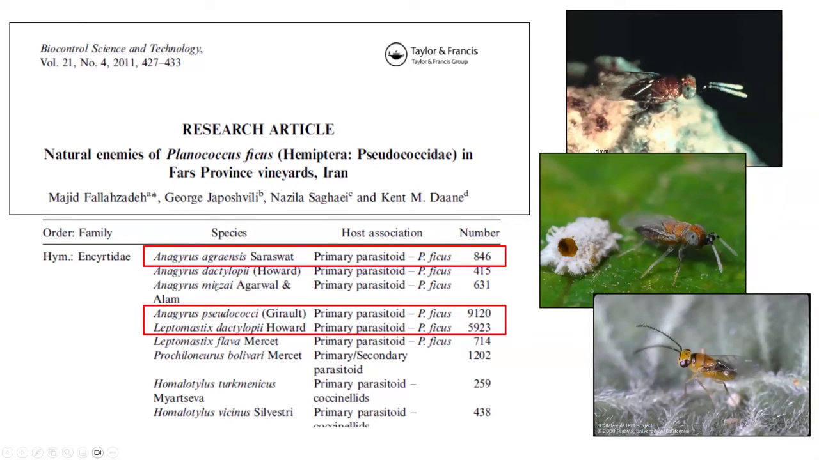And these Anagyrus agrariensis, dactylopi, and nizer, I'm messing up these names because I don't work with these, were also fairly common. So that's a goal for the future, is to bring these in.